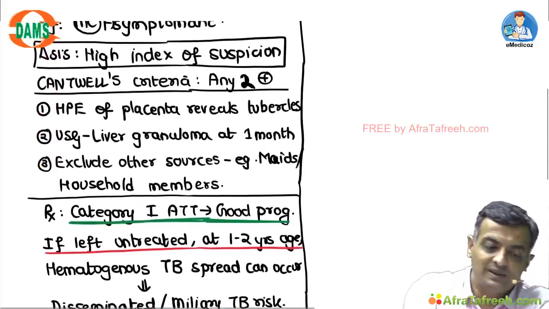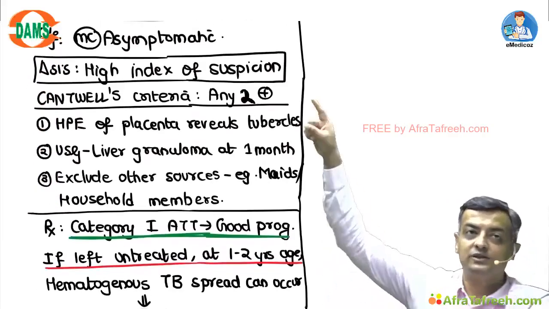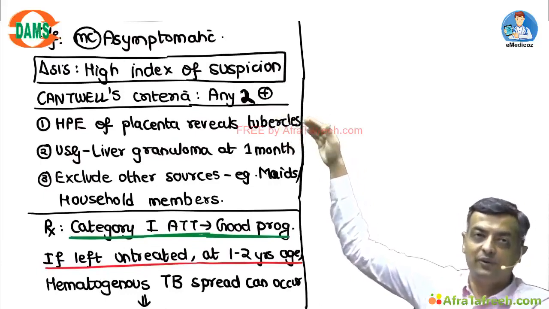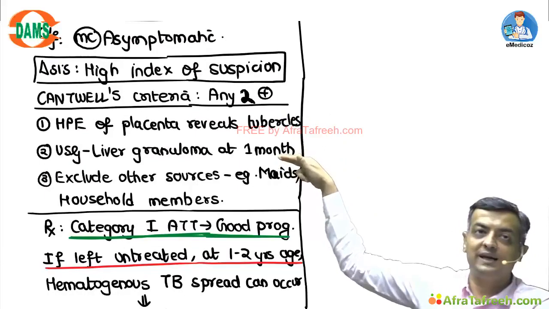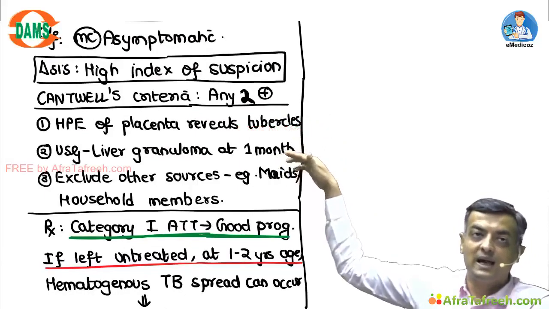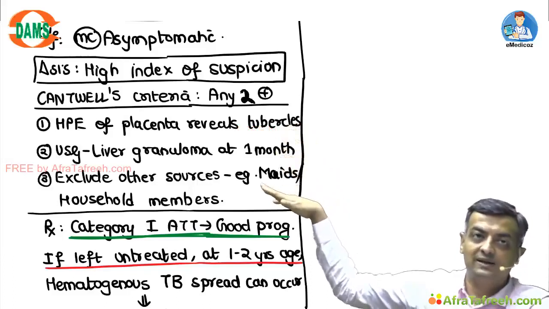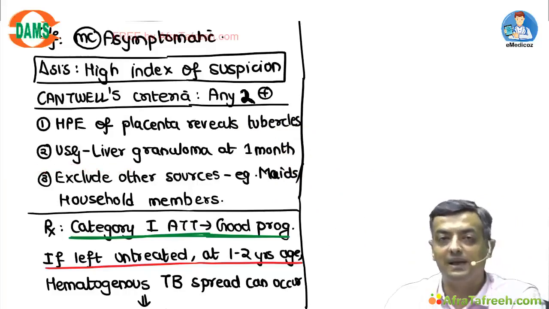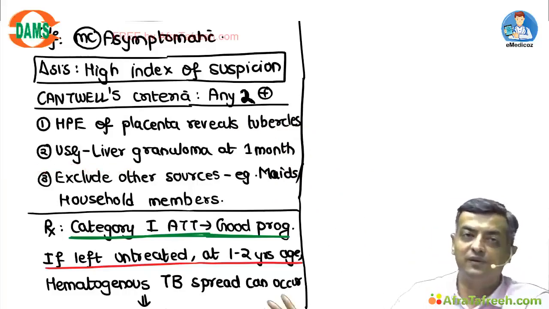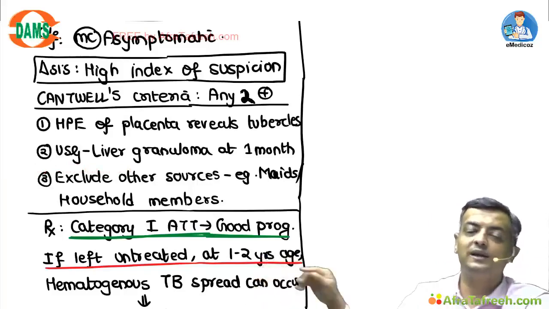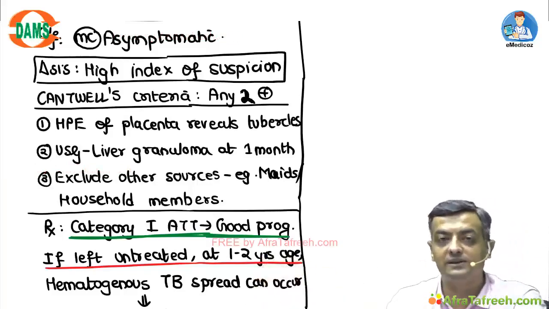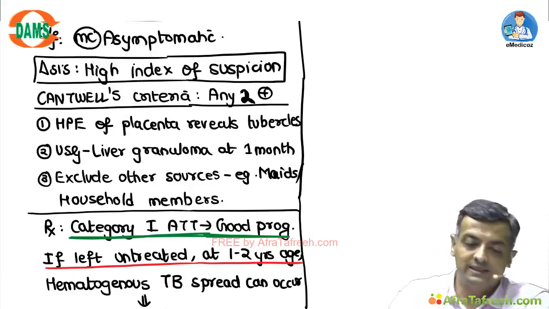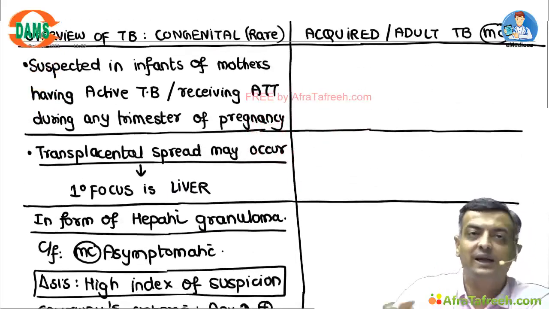So if there is a mother who has got TB, when the child is born, send the placenta for checking for tubercles. If you don't do that, do the ultrasound of the child at 1 month to look for granuloma. And if either is present and other sources are excluded, then you can say it is congenital TB and start treatment now. Because if you don't treat now, it will eventually have disseminated tuberculosis with poor prognosis. That is an important concept of congenital TB.